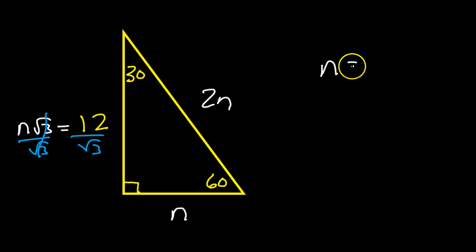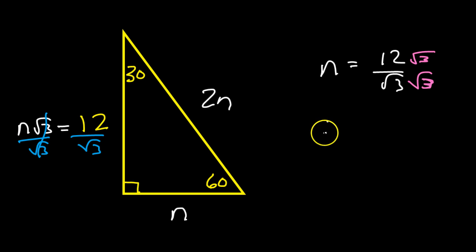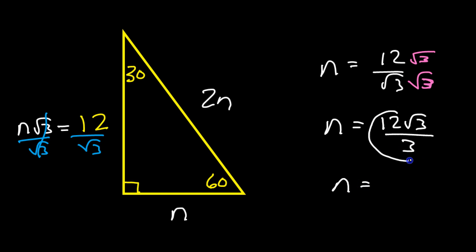So now I have n equals 12 over radical 3. You might want to rationalize the denominator by doing radical 3 in the top and bottom. That's a 3. So if you did that, to make it simpler, then you'd have 12 radical 3 over 3, because radical 3 times radical 3 is 3. But then that would make 4 radical 3. So then there you have your short leg.